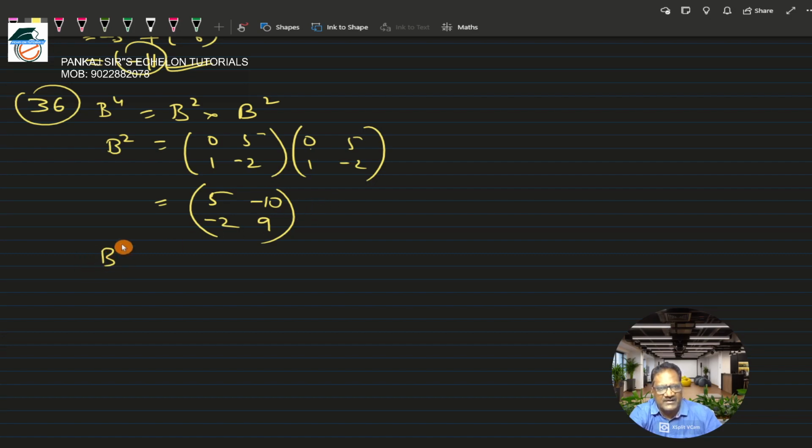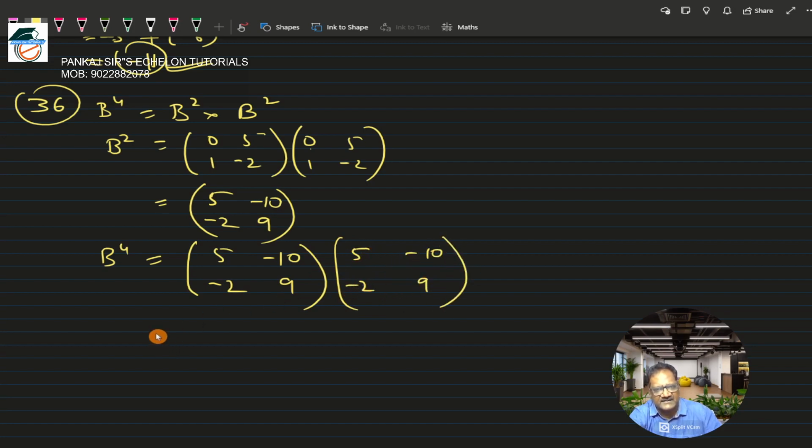So b4 will be b square times b square. This is b square, no? So I'll take that 5, minus 10, minus 2 and a 9, and I'll multiply by another b square, 5, minus 10, minus 2 and a 9. Fine. Now this will work out. This will be again a 2 by 2 matrix. So first row and first column, right? 5 5s are 25 plus minus 10 into minus 2 is 20. Okay. So 25 plus 20 is 45.